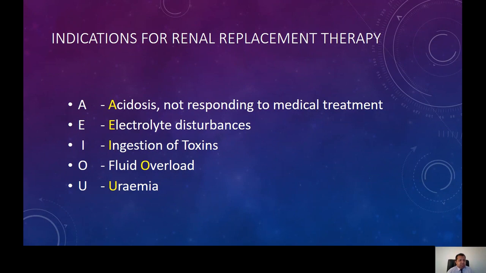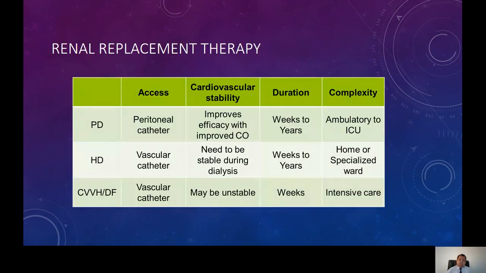Those are very important indications that we use to decide whether the patient needs renal replacement therapy. Then, what are the available renal replacement therapies in our country or in our settings? We have peritoneal dialysis, hemodialysis, and CVVHDF or CRRT, continuous renal replacement therapy.